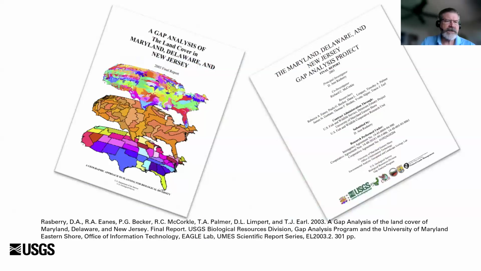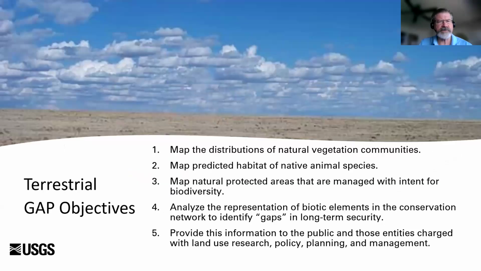And I did look in Maryland, Delaware, and New Jersey. There was a joint gap analysis project completed in 2003. Ann Raspberry and some folks at Maryland Eastern Shore were the ones that completed that effort. So gap has been done at a state level in the Maryland area, but it wasn't part of a newer update. With the national effort, we covered Maryland, and with these two new updates, we'll cover that as well.